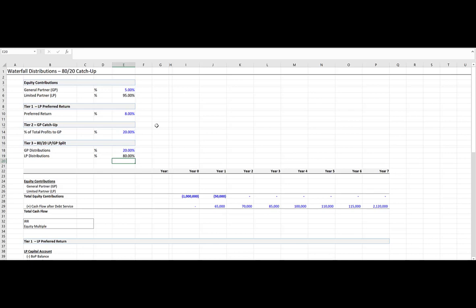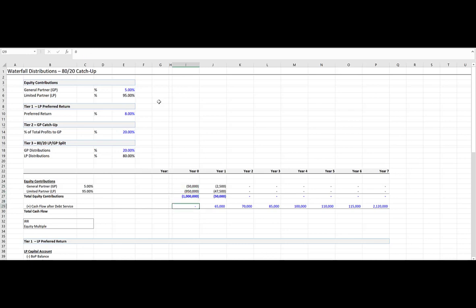Now that that's complete, we can start to build our waterfall. So we're going to link our general partner contributions, the percentages, and the limited partner percentage. And then we're going to take the GP and the LP contributions. We'll lock in the column. We will lock in the row for the total equity contributions, and we'll copy these down and across. So this is just showing what each respective partner is contributing at the beginning. Of the 1 million, the LP contributes 950, GP contributes 50.